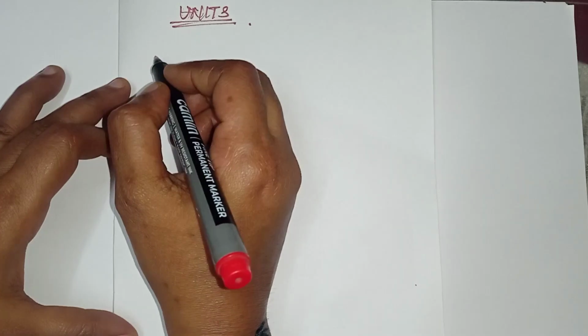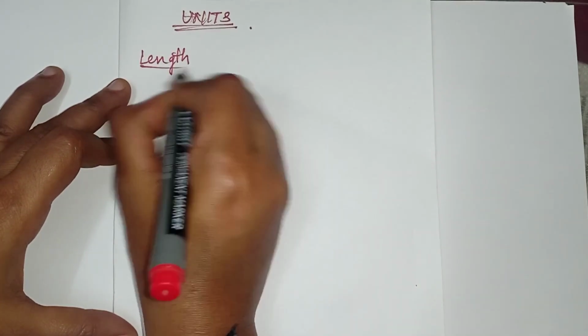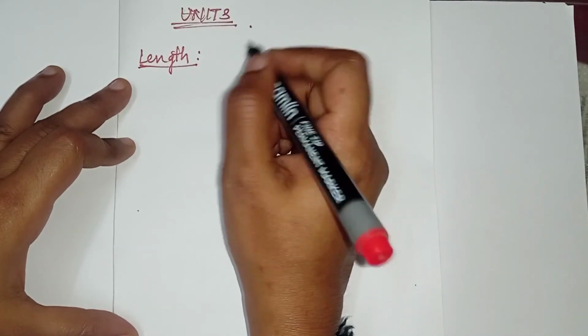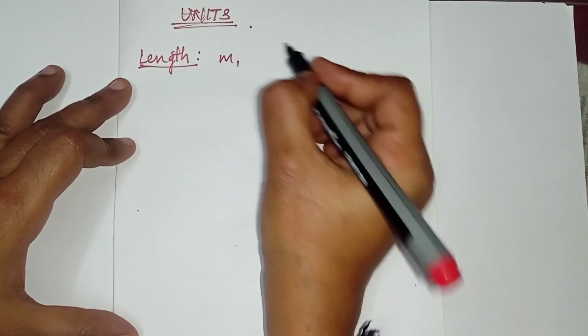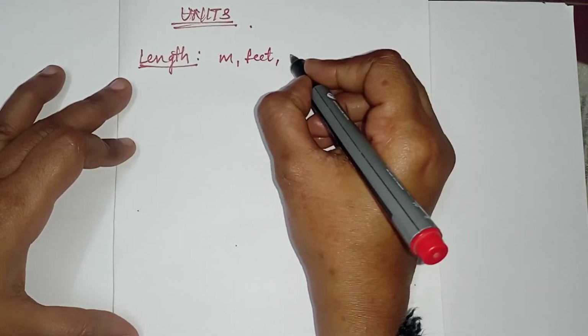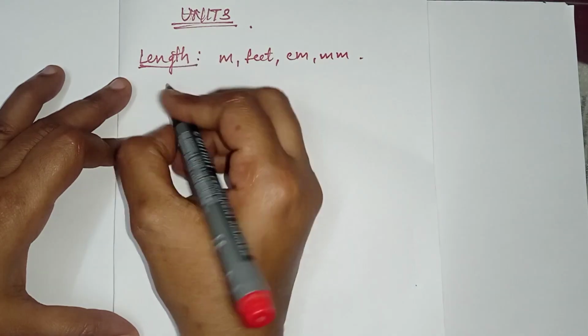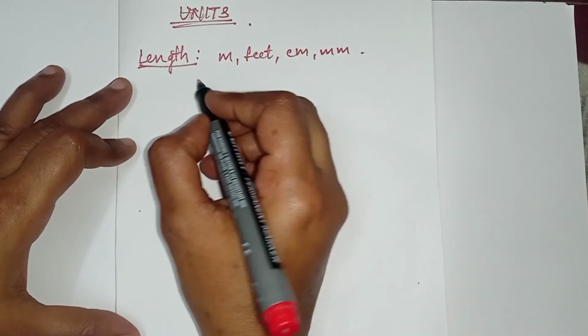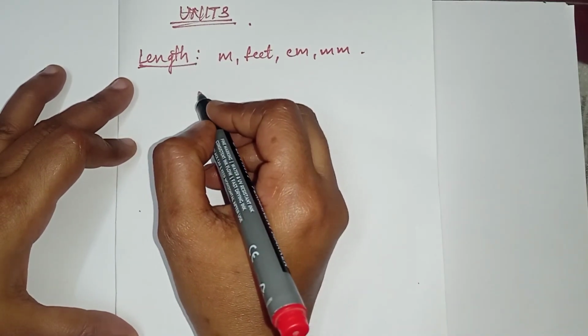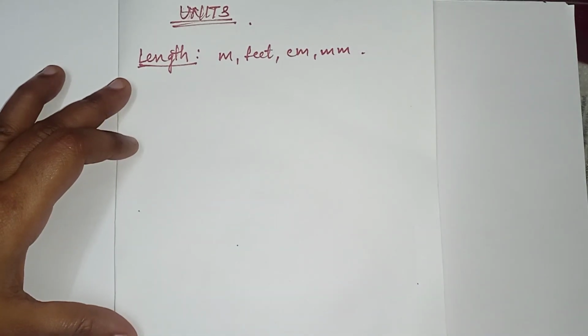Example, units of length. In length, the basic units that generally they give are meter, feet, then centimeter, millimeter, and etc. So in length, just to give you an example so that it would always be easy for you to remember and easy for you to recollect in your exam hall too.